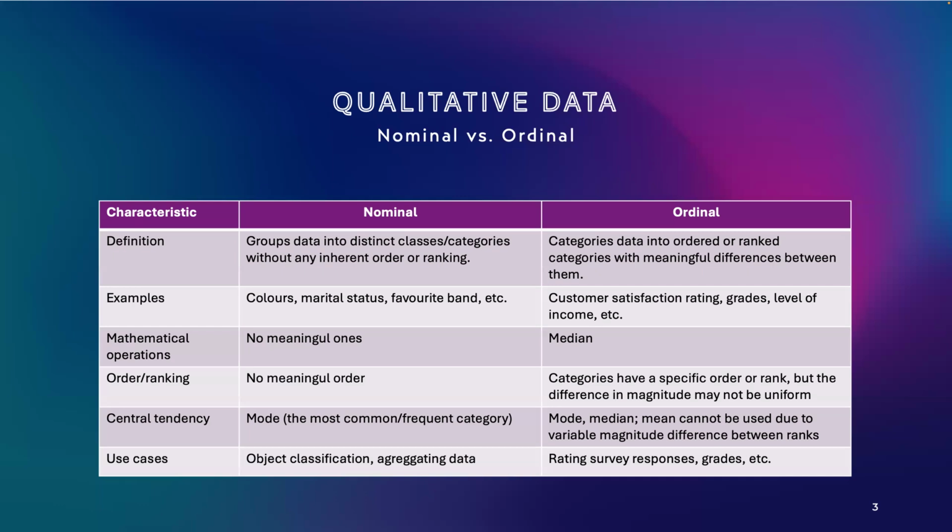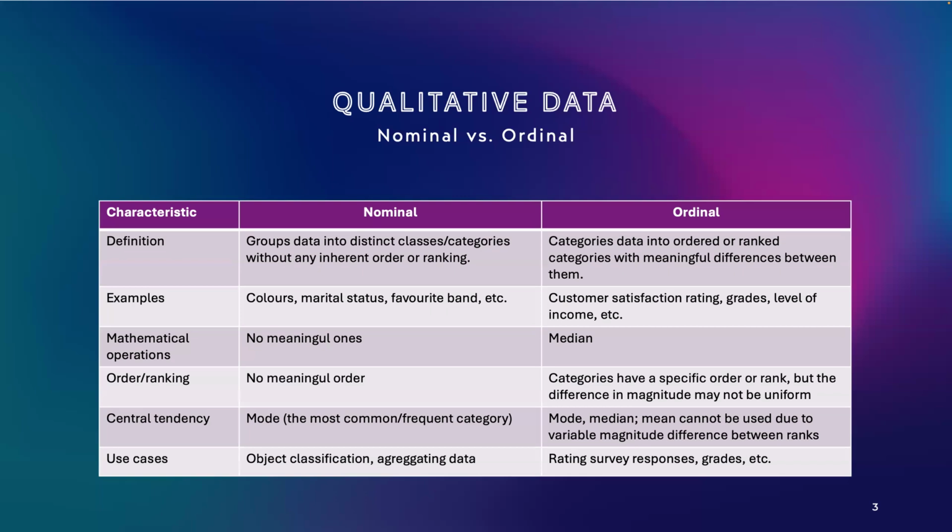When we talk about mathematical operations, there are really no meaningful ones for the nominal type of data. But for the ordinal type of data, we can think of median, for instance. When it comes to order ranking, there is no meaningful order really for nominal data. But for ordinal data, categories that data is ranked into have a specific order or a specific rank, but the difference in magnitude may not be uniform.